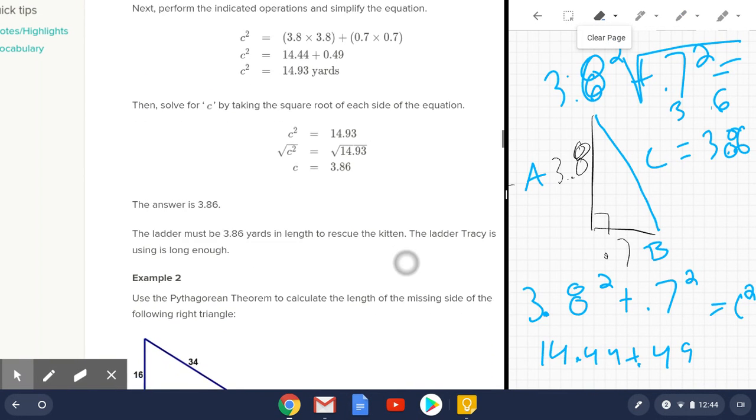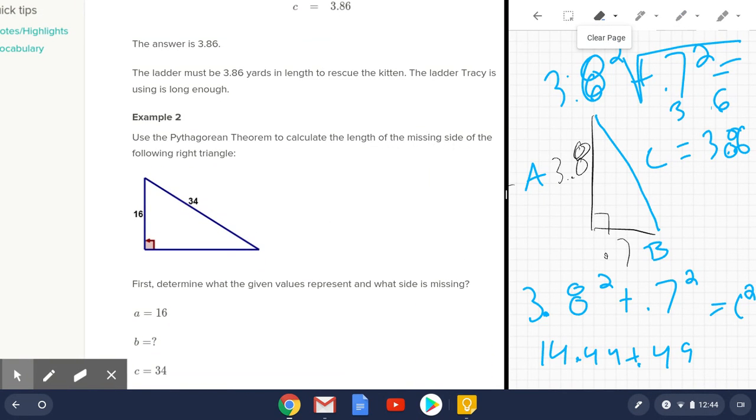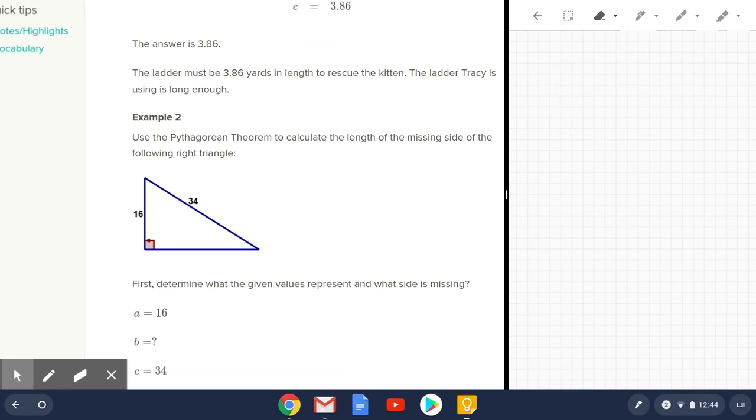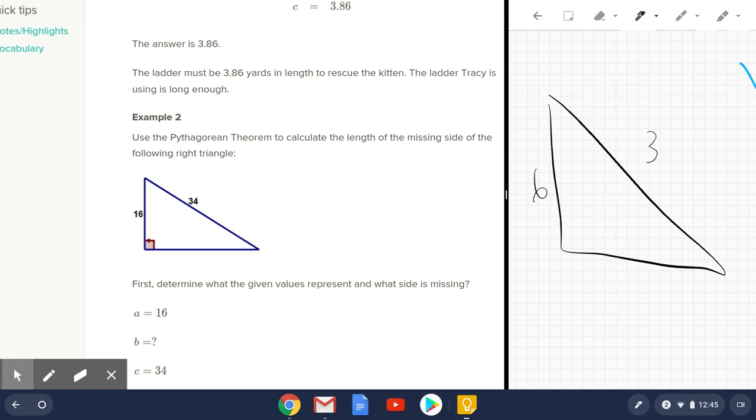So let's look at example 2. That one was a lot, wasn't it? So let's look at example 2, my friends. So we know what our hypotenuse is. We know what C equals. C equals 34. A equals 16. We're trying to figure out what B is equal to.